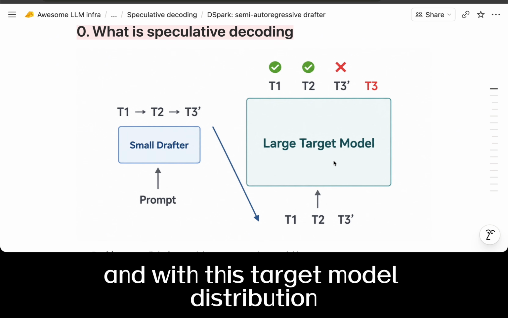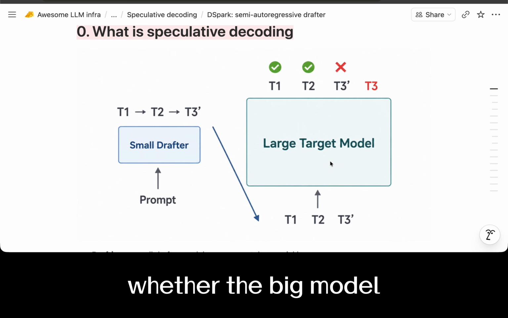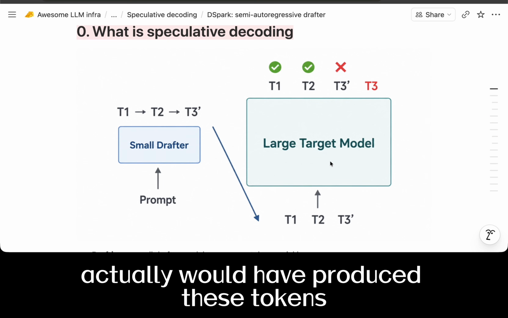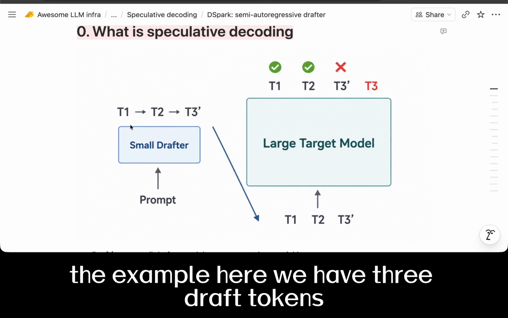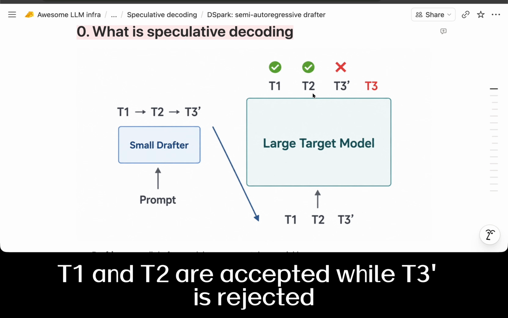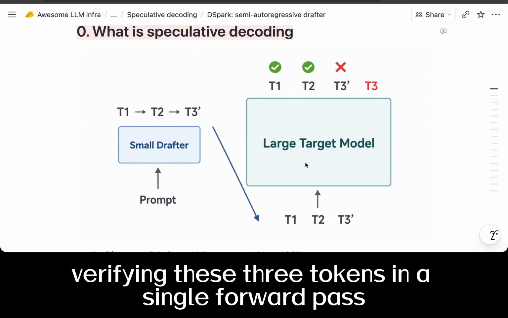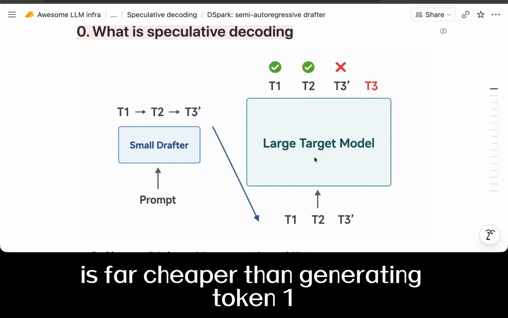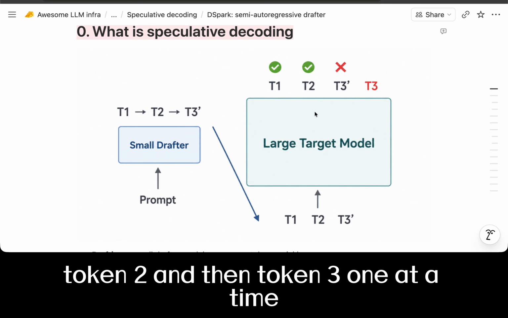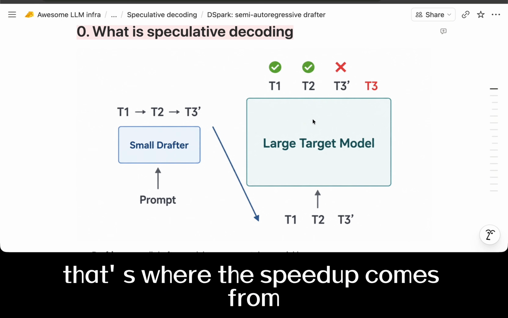With this target model distribution, we can verify the draft in one shot, whether the big model actually would have produced these tokens. In the example here, we have three draft tokens T1, T2, and T3 prime. T1 and T2 are accepted while T3 prime is rejected. So why is this faster? Essentially, it makes the target model more compute bound. Verifying these three tokens in a single forward pass is far cheaper than generating token 1, token 2, and then token 3 one at a time, the autoregressive way. That's where the speedup comes from.